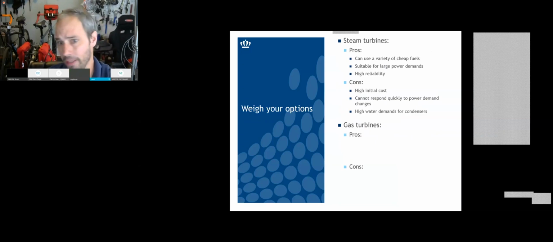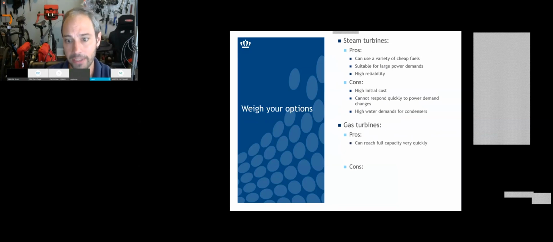They also have very high water demands because they need condensers. What's a condenser for? We'll talk about that. We're not getting into the thermodynamics of why the second law tells you have to have one. We're not getting into the energy specific details of the water and vapor, but we're going to talk a bit about that. So that's some pros and cons of steam turbines.